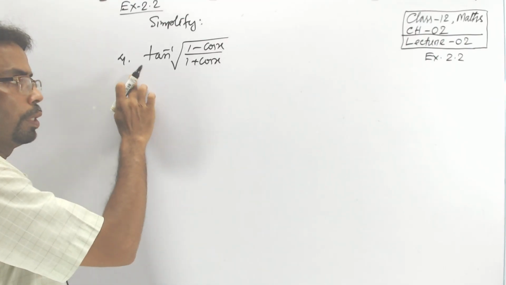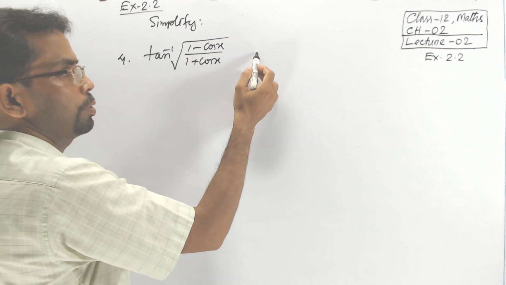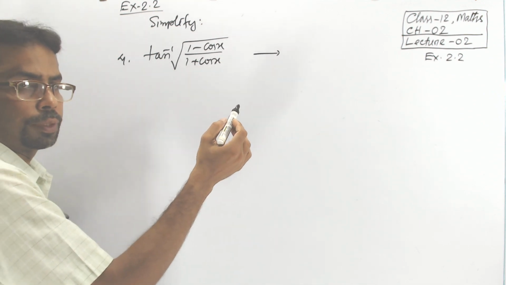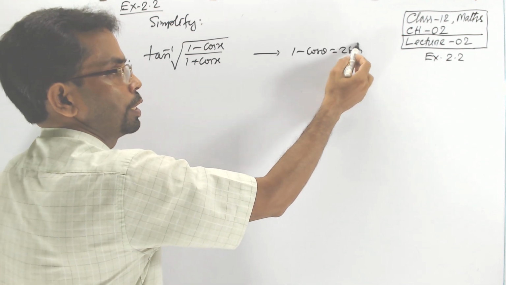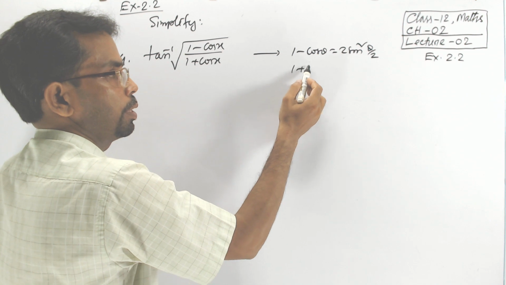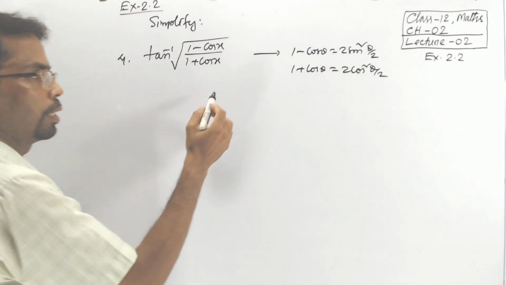Question number 4, again tan inverse of the square root of (1 minus cos x) by (1 plus cos x), and this one will be directly using the identities. We have 1 minus cos theta is 2 sin square theta by 2, and for 1 plus cos theta, the identity is 2 cos square theta by 2.